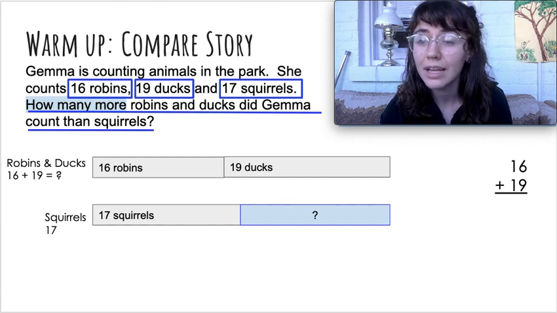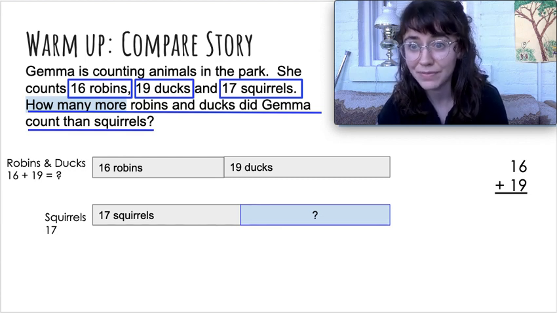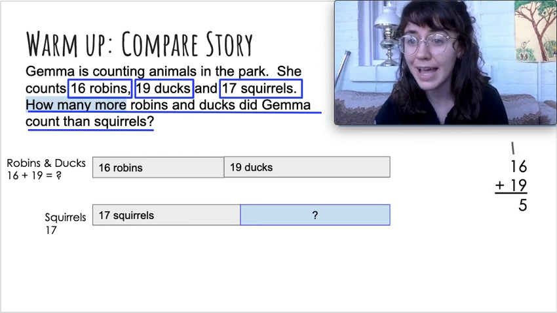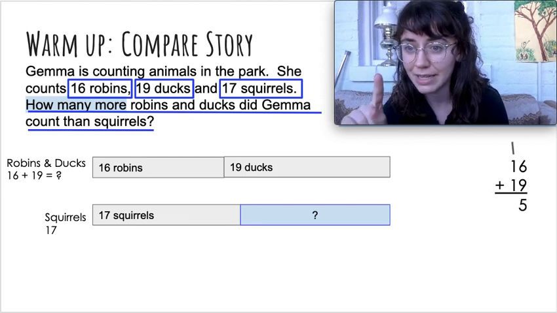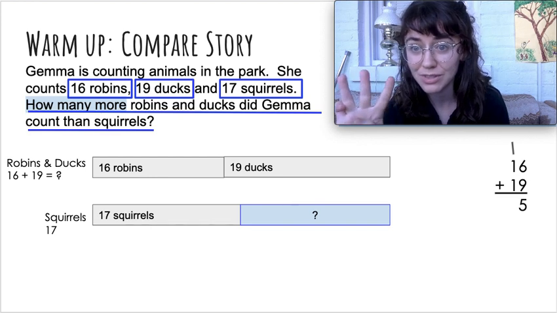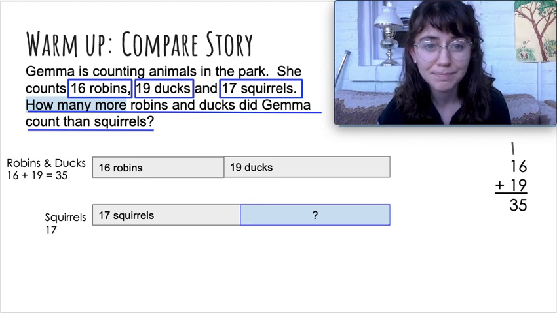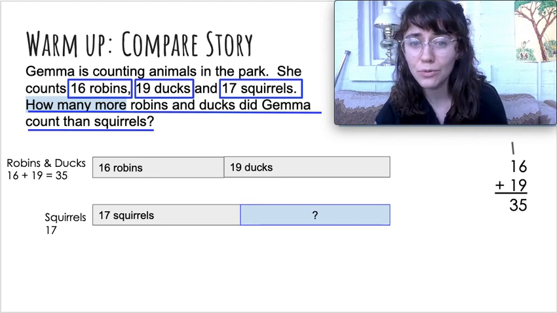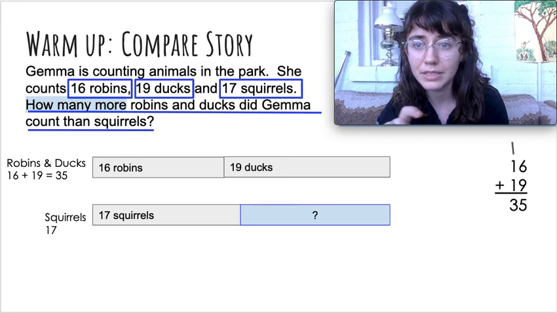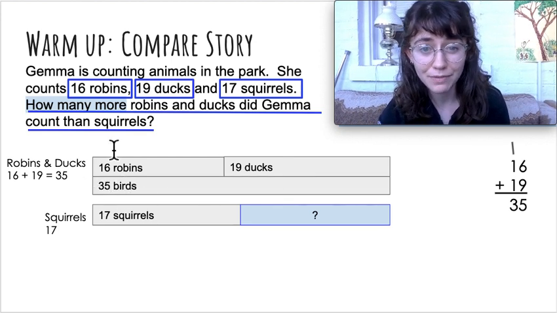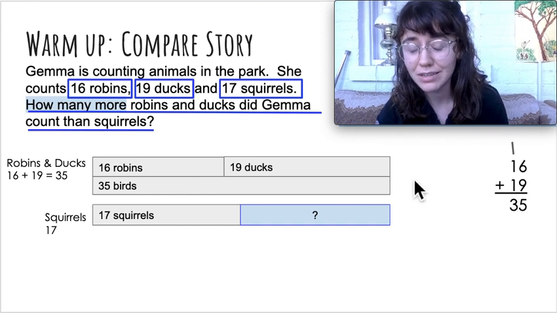and I stacked them so I can count my ones and then do my tens. So 6 ones plus 9 ones is 15 ones. That's 1 ten, 5 ones. So just like that. And then in my tens place, I have 1 plus 1 plus 1. That's 3. So I have 3 tens. So I've got 35 robins and ducks. I'm going to draw a new little tape to show that I have 35 birds or 35 robins and ducks all together.